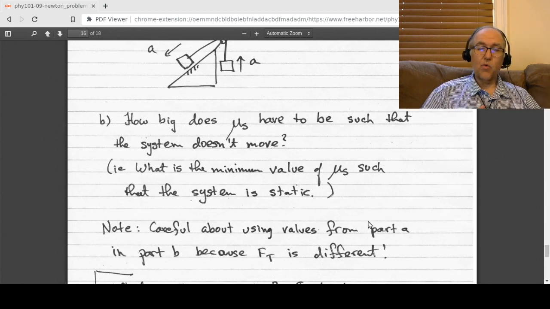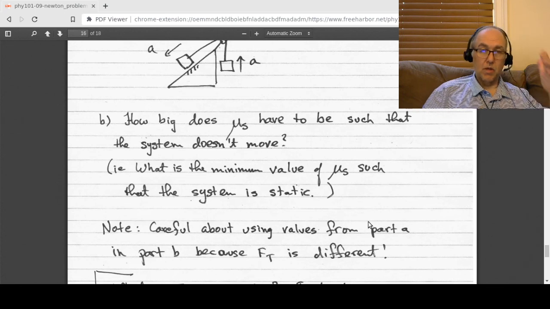So really what I'm asking for is, what's the minimum value of mu s such that it won't accelerate? Remember, this is an inequality, because if mu s was a million, then yeah, it's not going to accelerate. If it's 2 million, it's not going to accelerate. If it's 3 million, it's not going to accelerate. So if it's a really, really big number, it's not going to accelerate, and the bigger you make the number, the more it's not going to accelerate.